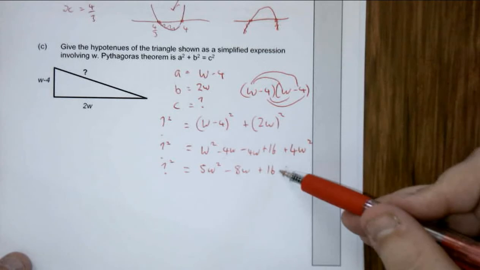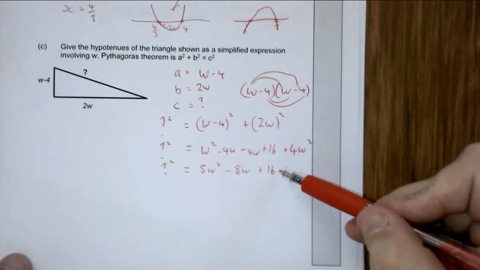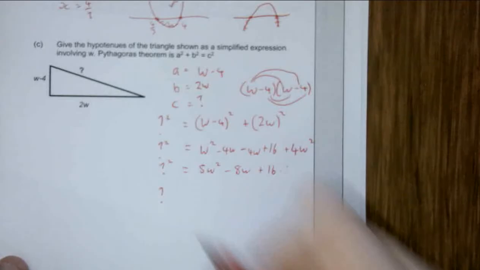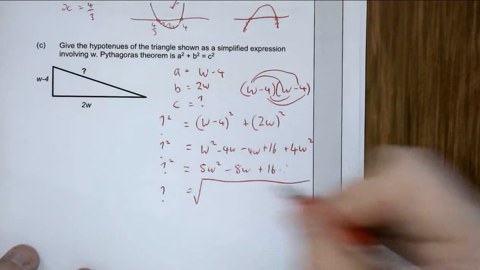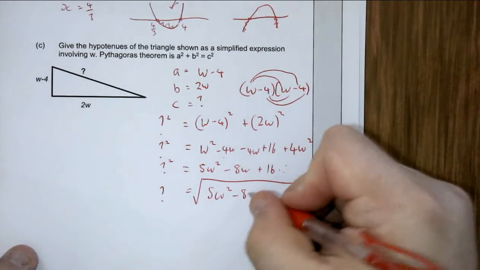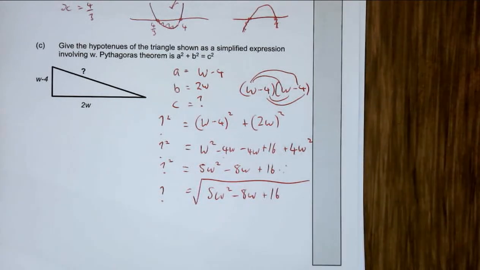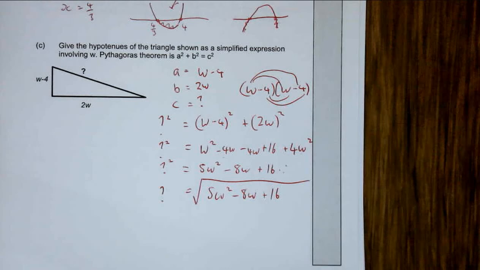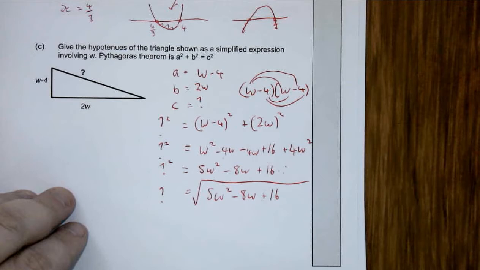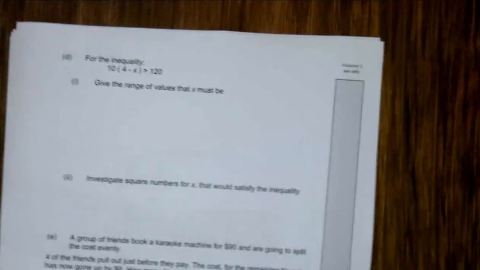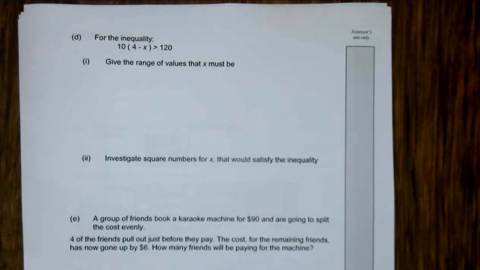This point here is your achieve mark, but the hypotenuse is just that side there, so it's just going to be the square root of all of that. Okay, and that's your merit mark there. Questions on that one? Right. Okay, we got that.